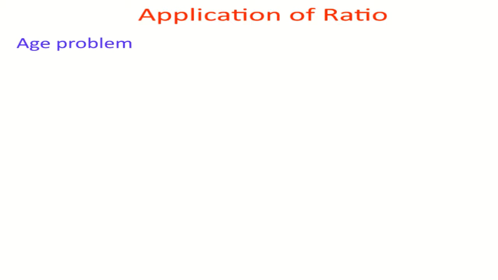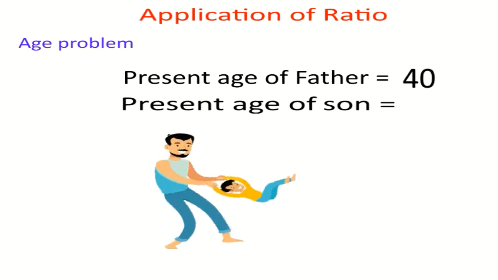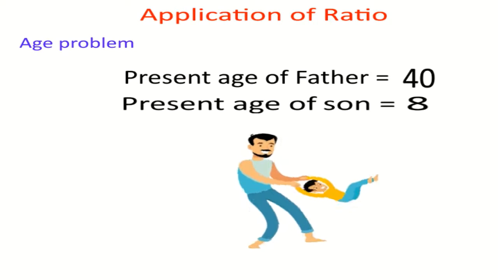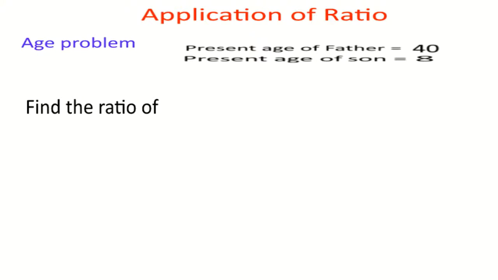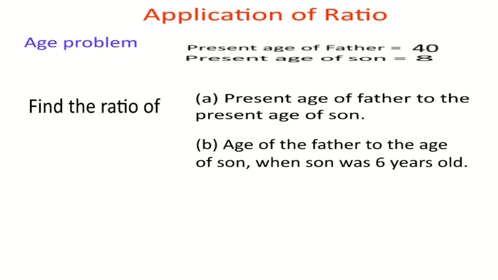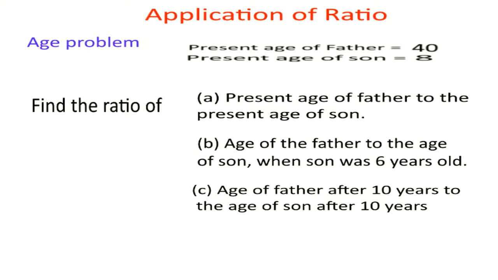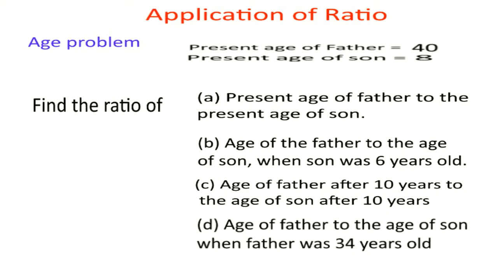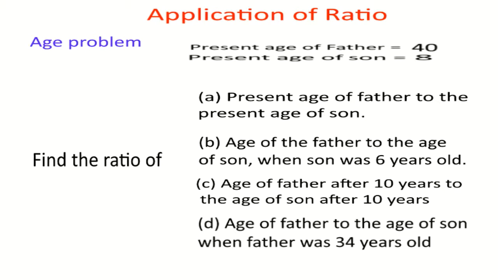Another problem with ages. The present age of the father is 40 years and that of his son is 8 years. Find the ratio of: the present age of father to the present age of son; the age of the father to the age of son when son was 6 years old; the age of father after 10 years to the age of son after 10 years; and the age of father to the age of son when father was 34 years old.